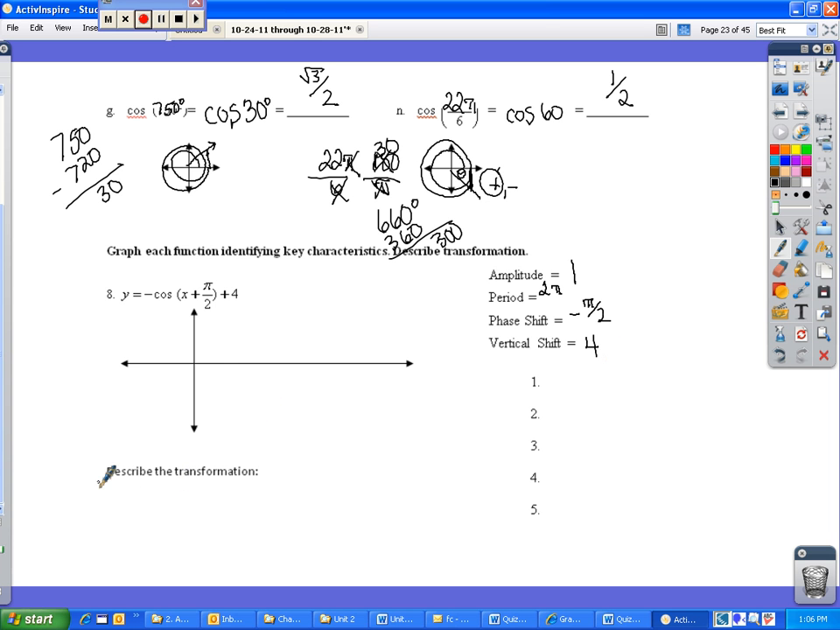Now, let's go ahead and describe the transformation before we go forward with graphing and finding my 5 key points. So my transformation, since it's negative here, that's going to be a reflection over the x-axis. The plus pi over 2 is a phase shift, and that's going to phase shift left by pi over 2. The plus 4 is going to be a vertical translation 4 units up.